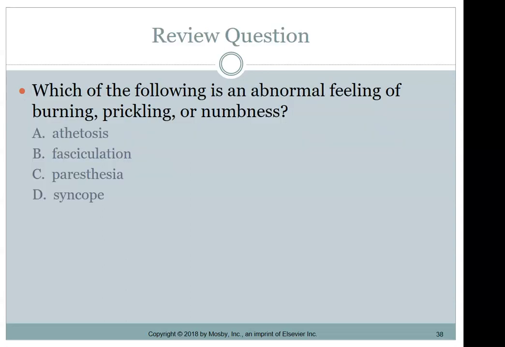Review question. Which of the following is an abnormal feeling of burning, prickling, or numbness? A. Athetosis. B. Fasciculation. C. Paresthesia. Or D. Syncope. And the answer is C. Paresthesia.